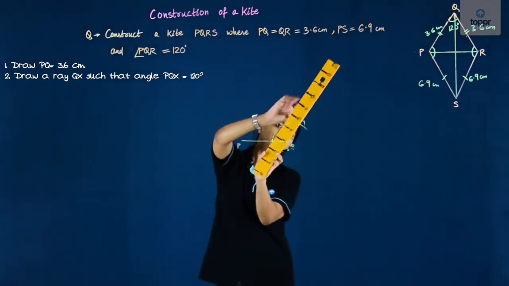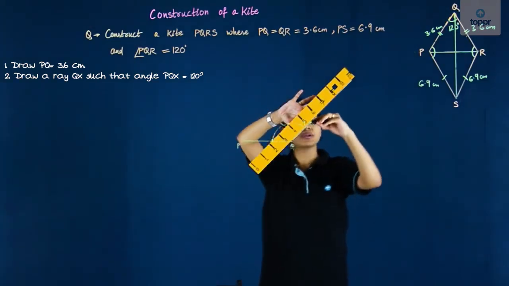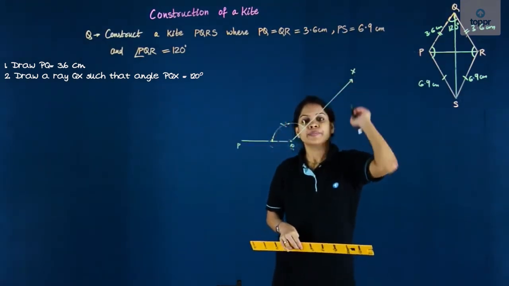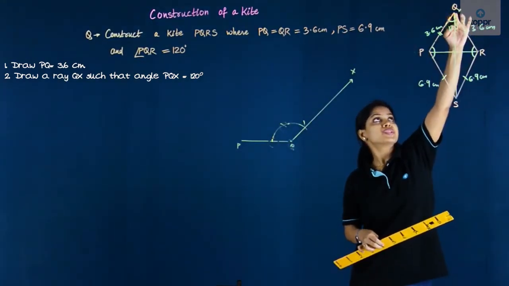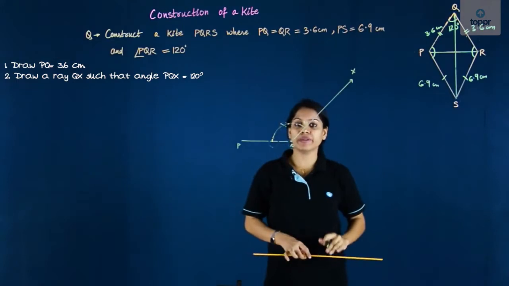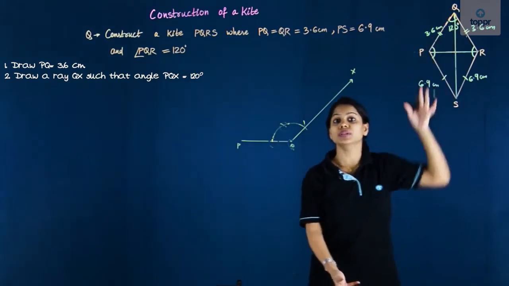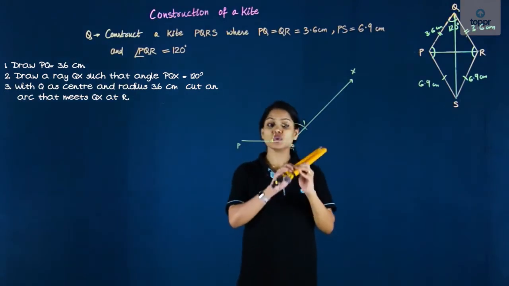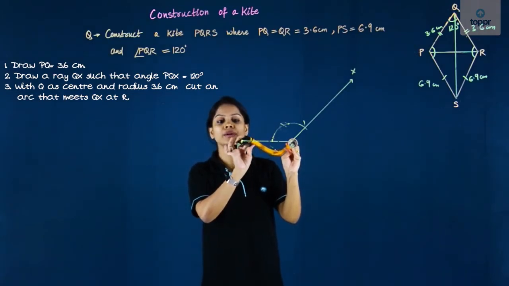So from here I am constructing a ray. I'll name it as ray QX. Say this is X. Now R lies somewhere on QX because this is the ray which starts from Q at an angle of 120 degrees. So somewhere over here I have R. Now how do I locate R? I know the length of QR. QR is same as PQ, that is 3.6 centimeters. So I can go back and measure 3.6 centimeters, or because I've already done that once, I'll just measure PQ because PQ and QR are same.